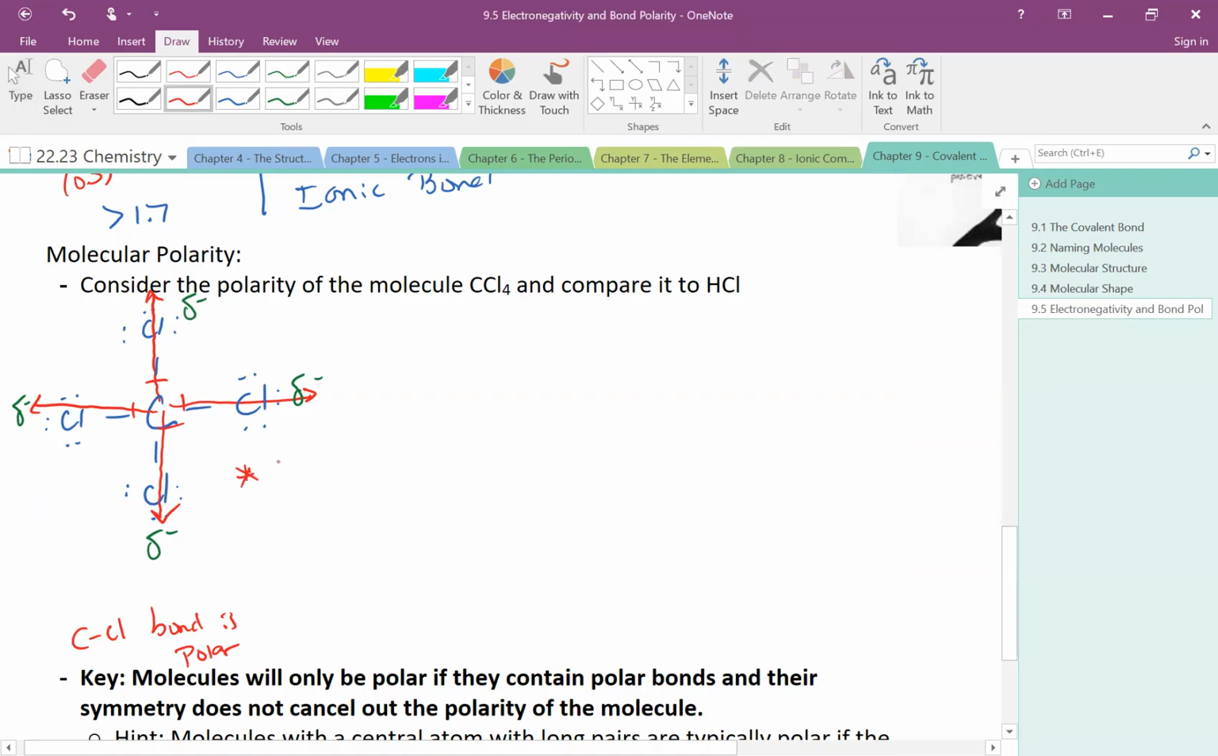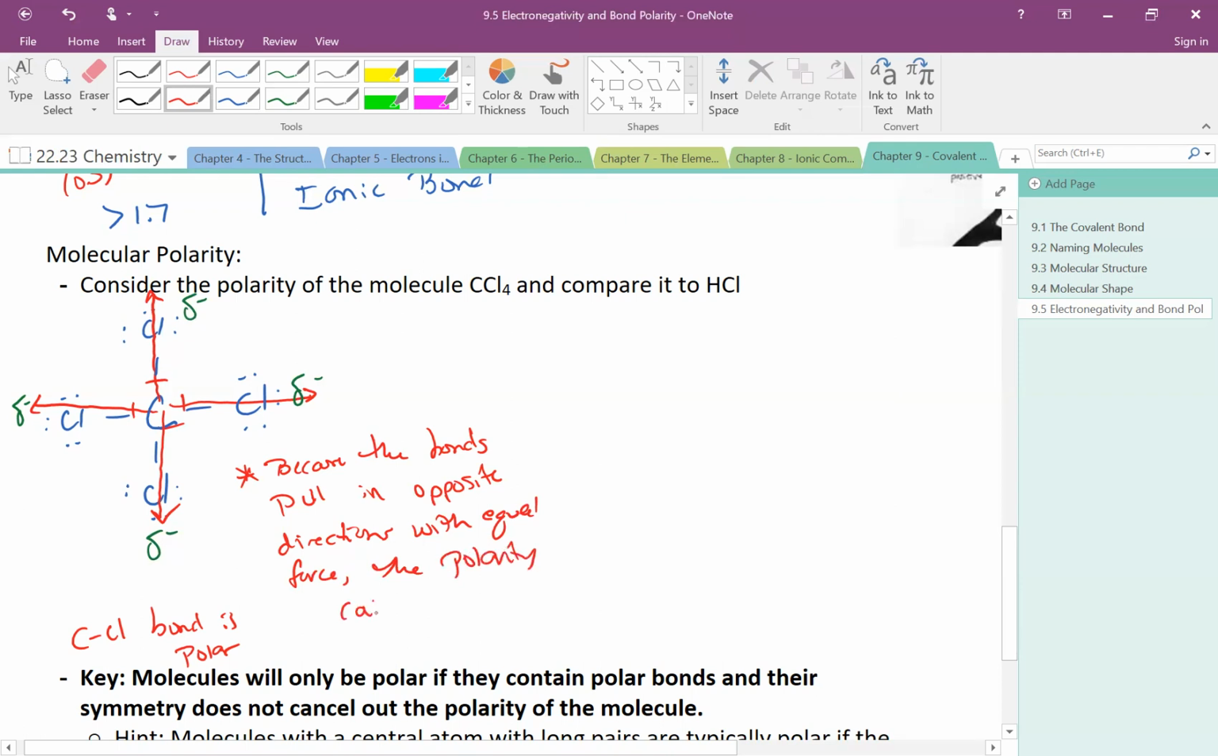So our key to look for our CCl4 here is that because the bonds pull in opposite directions with equal force, the polarity cancels out. So the polarity cancels out, which is kind of cool to think about, right?